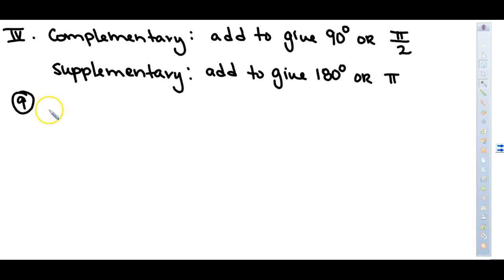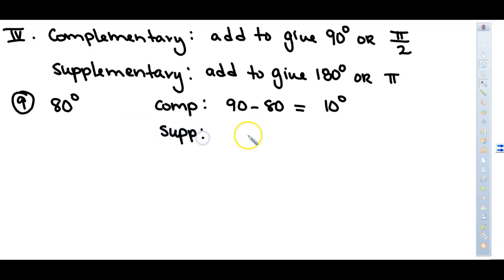Alright, so let's say that I want you to find the complement and the supplement of pi over 5. Or actually, let's start with degrees. Let's say I want you to find the complement and supplement of an 80-degree angle. Then to find my complement, I would simply say 90 minus 80, and my complementary angle would be 10 degrees. That's because 80 plus 10 is 90. And for my supplement, I would do 180 minus 80, and my supplement is 100 degrees. That's because 100 plus 80 is 180.